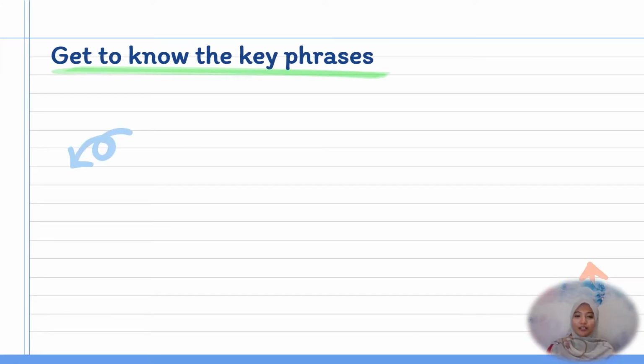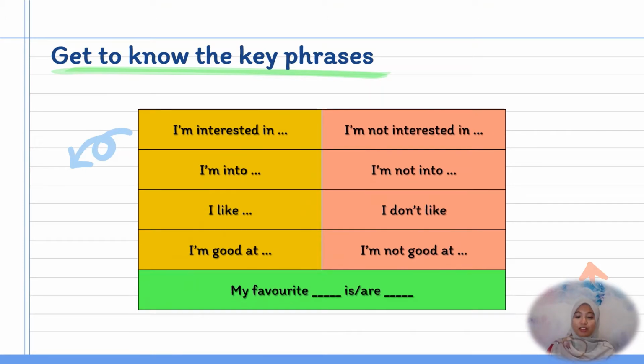Get to know the key phrases. You can use these key phrases to tell people what you're interested in. There are 3 types of colors here. There are yellow, pink and green. Ada 3 jenis warna di sini. Satu kuning, kemudian pink dan juga hijau.